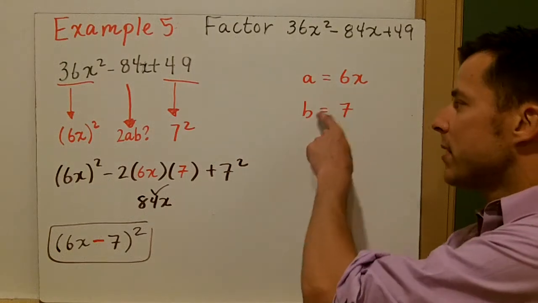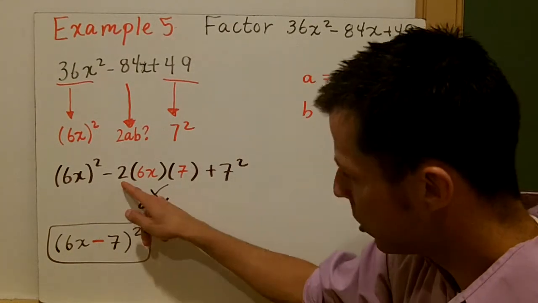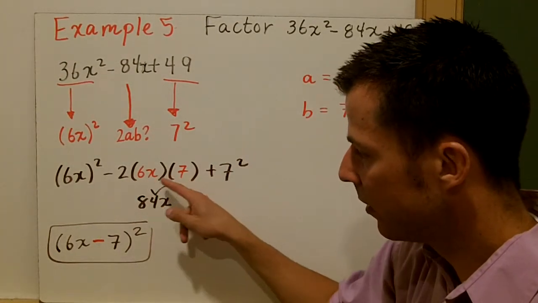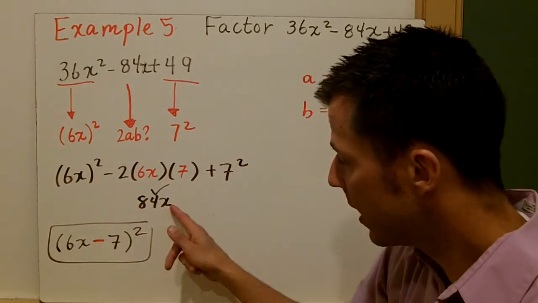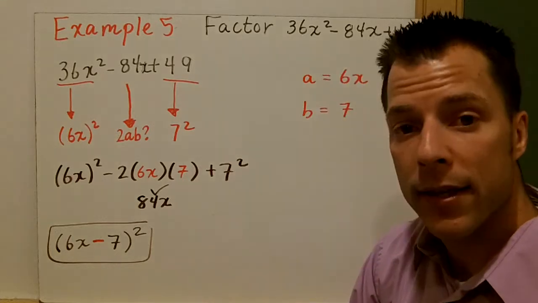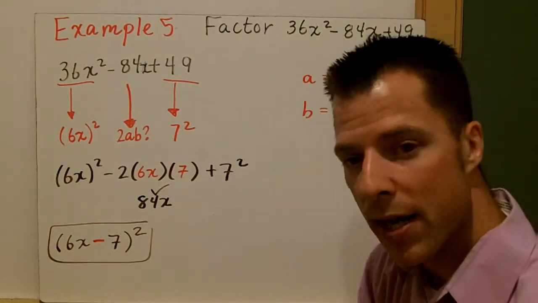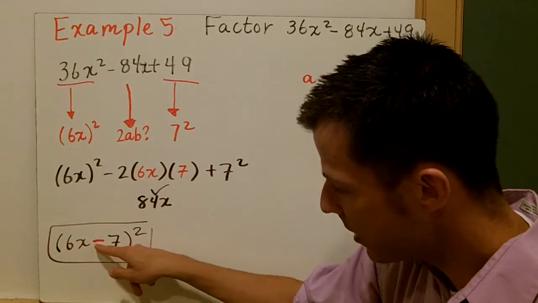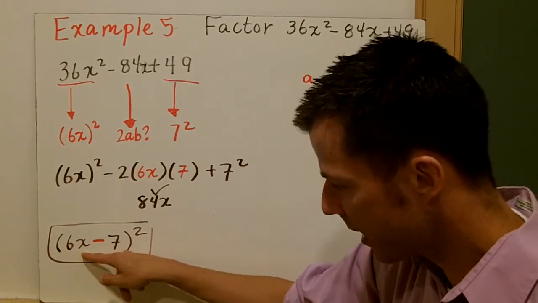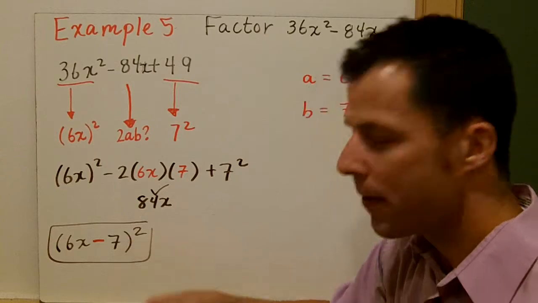Let's pick A to be 6x, B to be 7. 2 times 6x times 7. 42x times 2 is 84x. Perfect. This is subtraction. We use the quantity A minus B squared. A minus B squared, so 6x minus 7 squared.